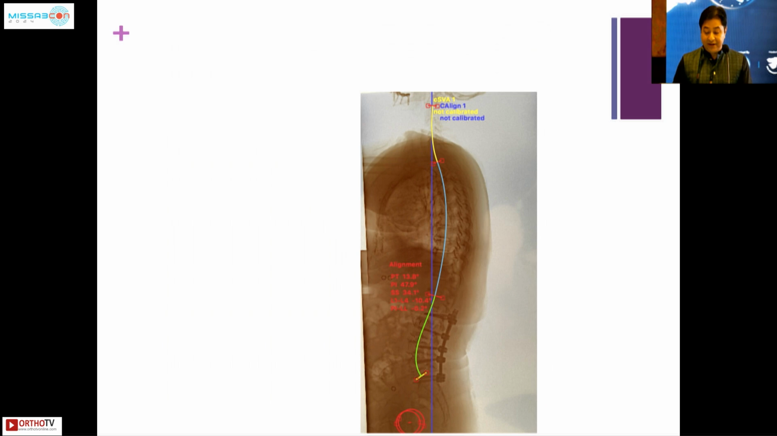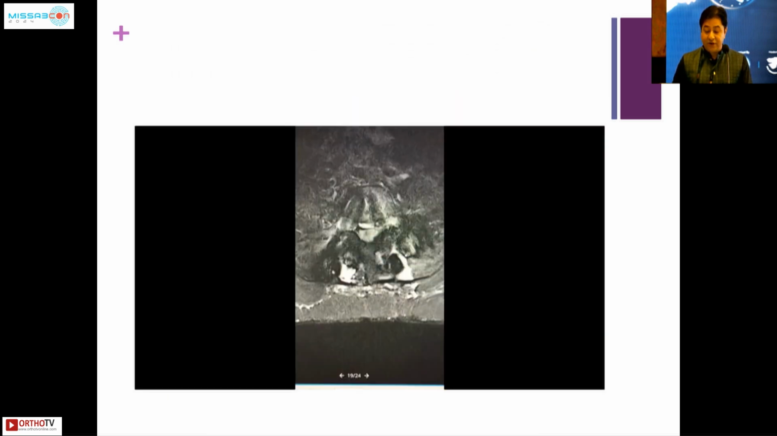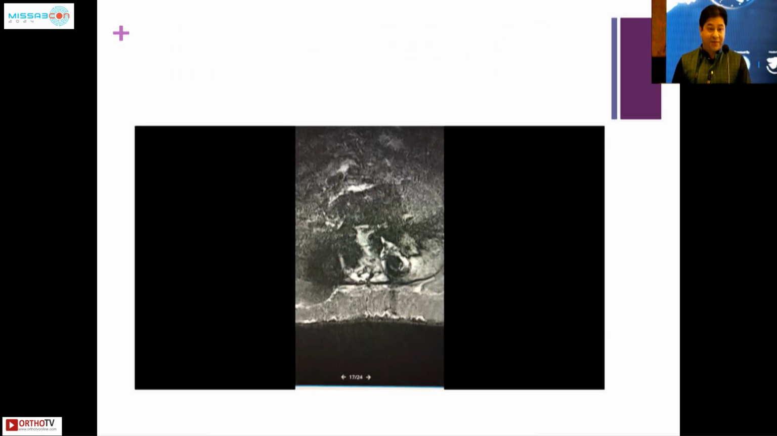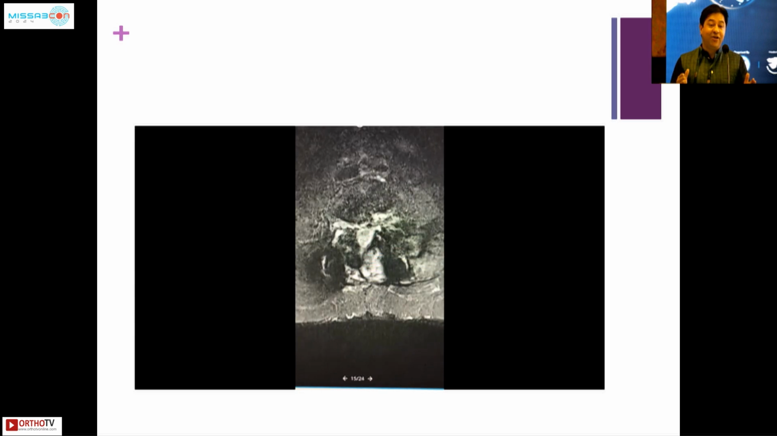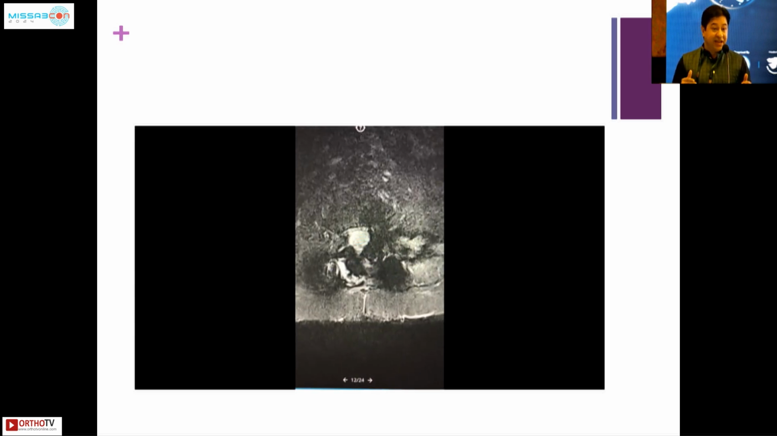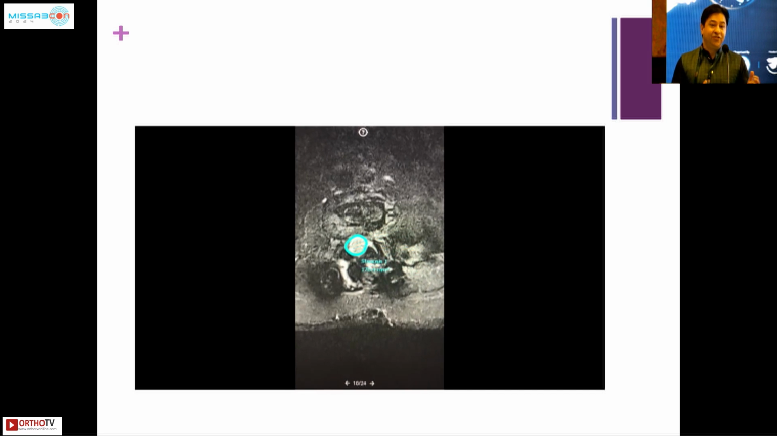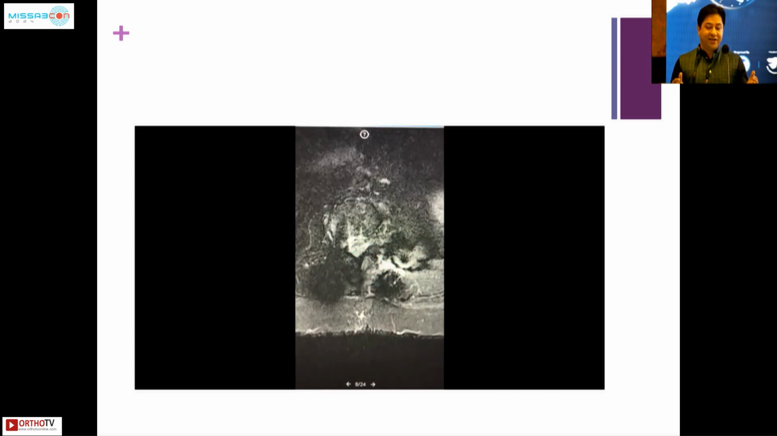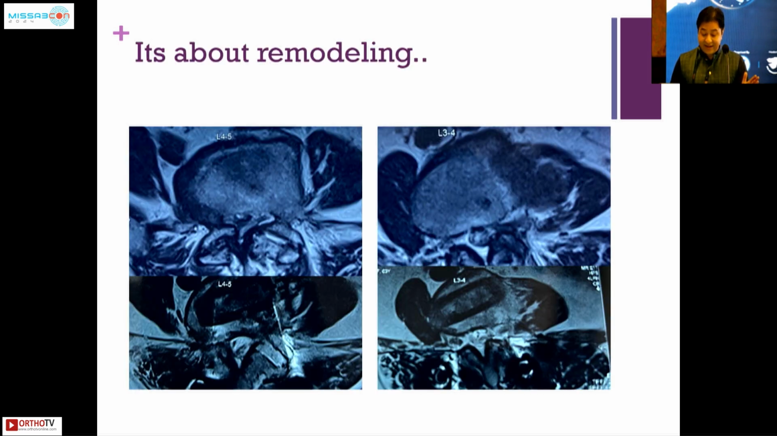And this is the final result of this case, and this is what you got. And this is a post-op MRI. And look how everything has sort of restored back, each and every level. Instead of really finding out what went wrong where, you can really get it right. And this is a long-term follow-up. Look at those facet joints.